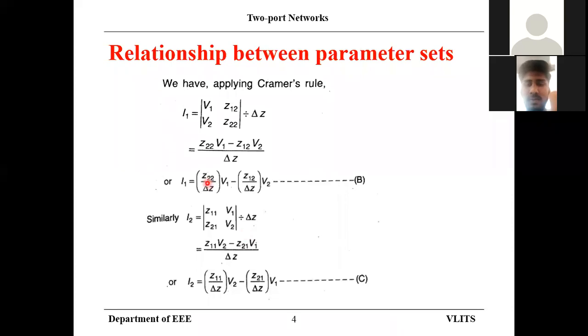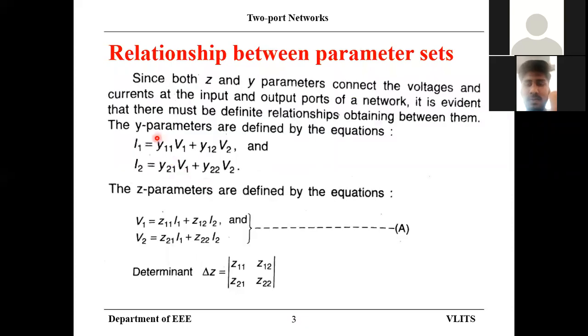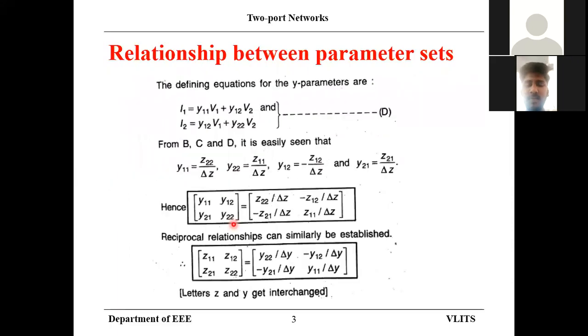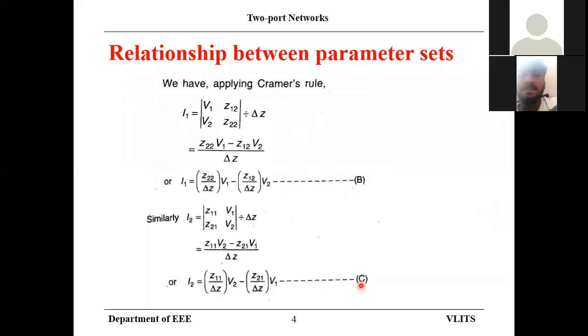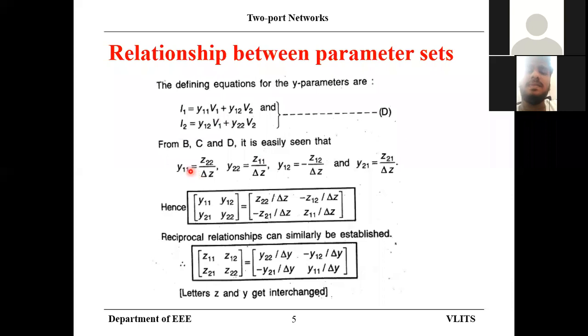Okay, so then you can just compare what is there in the place of y11 and what is there in the place of y12. Then if you observe, these are the current equations. We have considered D. Then if you compare these BC with the D equation, in the place of y11 you are having z22 by delta z.